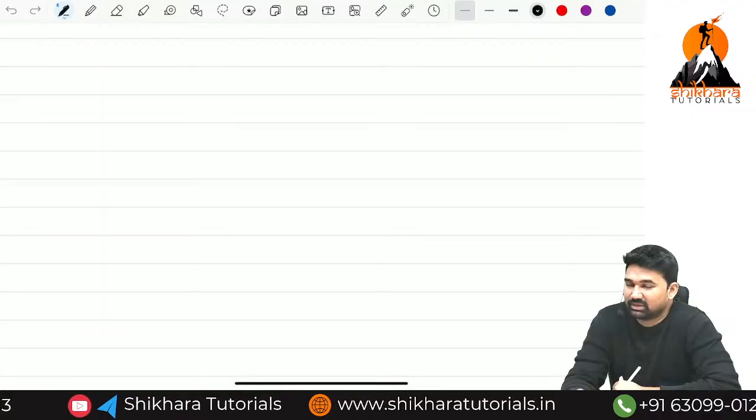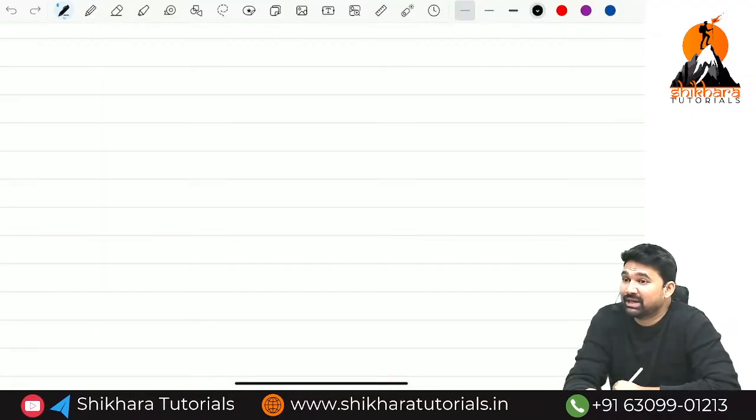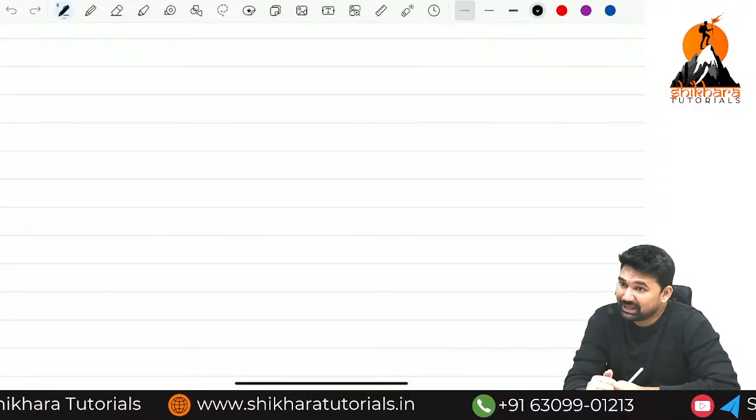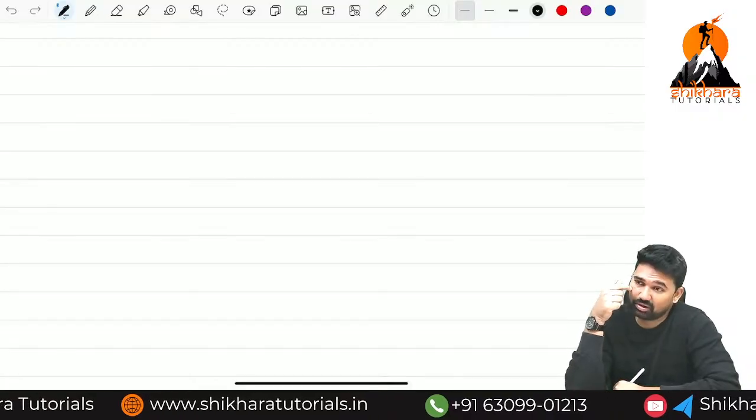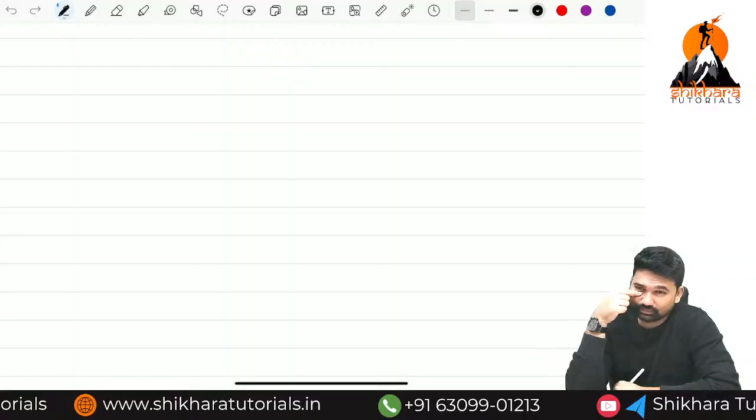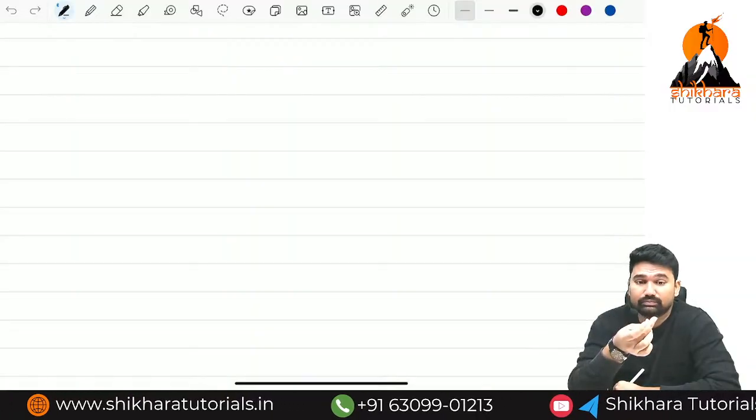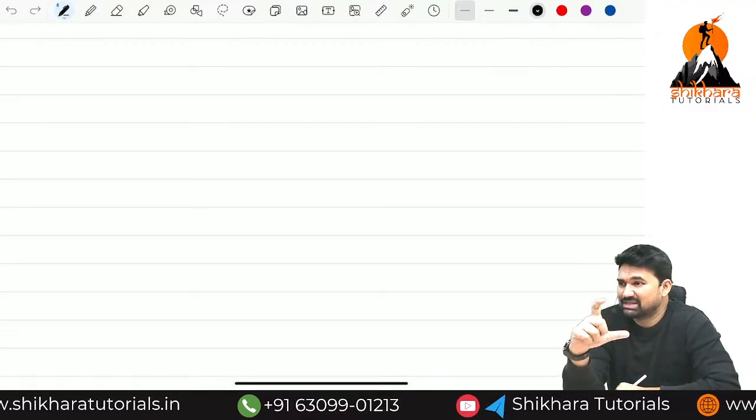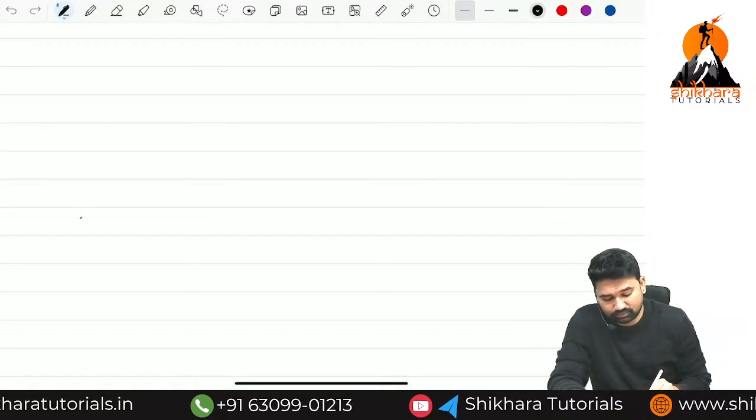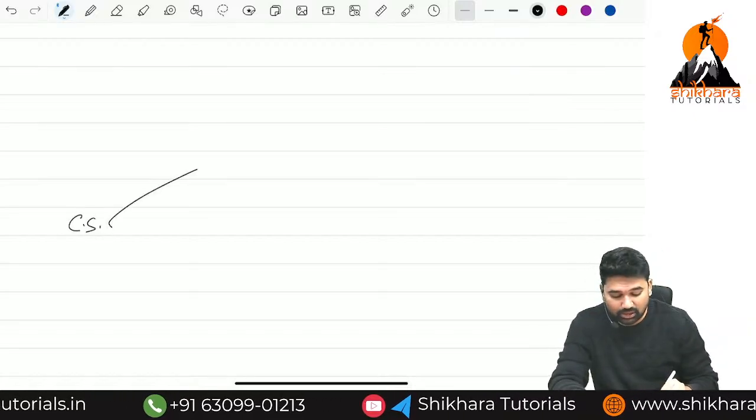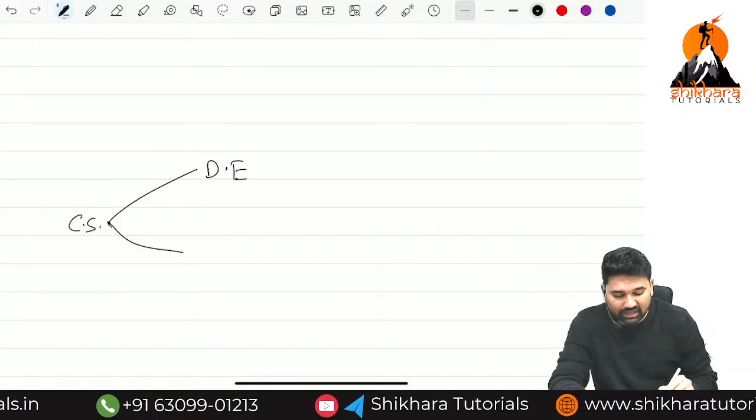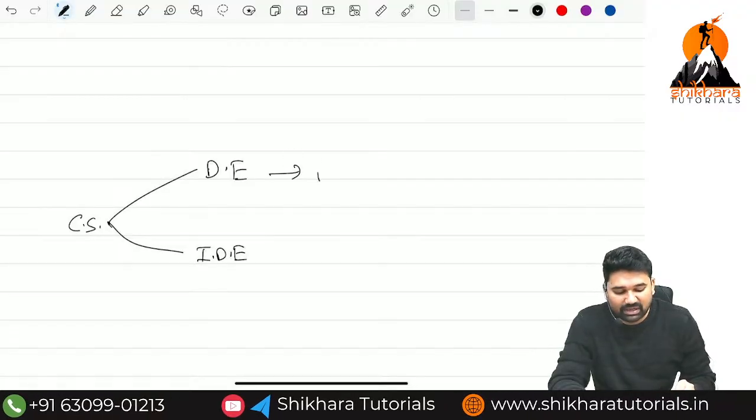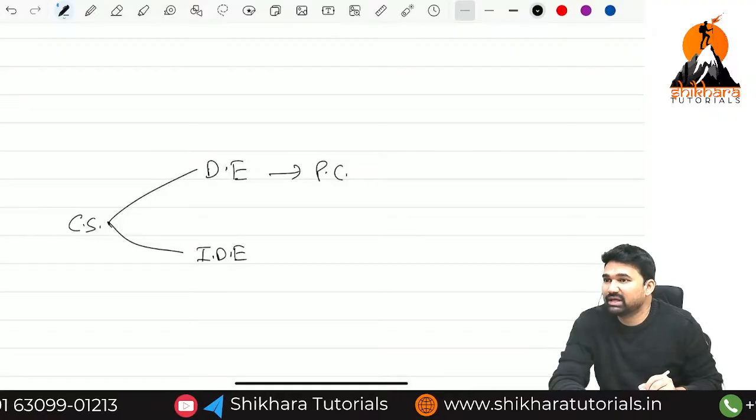Simply 2 parts. First part is related to direct expenses. Second part is related to indirect expenses. Indirect expenses we will call overheads. So basically 2 parts are there in the entire cost sheet. The direct expenses part, the ultimate result, we will name as prime cost.